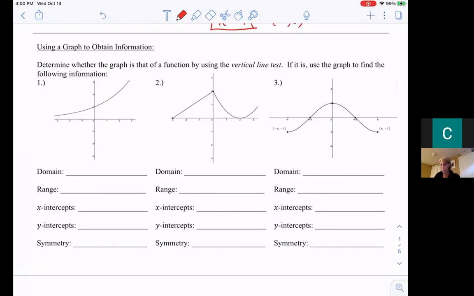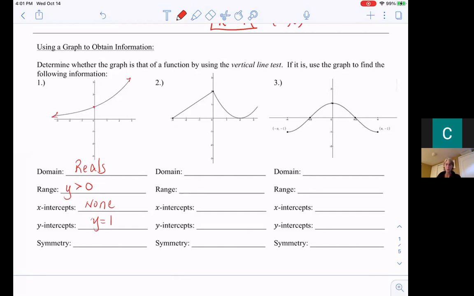So I could describe the domain. Since there's no closed dots on the end, we're going to assume there are arrows. So the domain is all reals. And our range, if you notice, this graph is just kind of coming down, but never really going to cross the x-axis. So our range is y greater than 0. Since it's never going to cross the x-axis, it will never have any x-intercepts. I have a y-intercept, looking at this picture, at y equals 1.